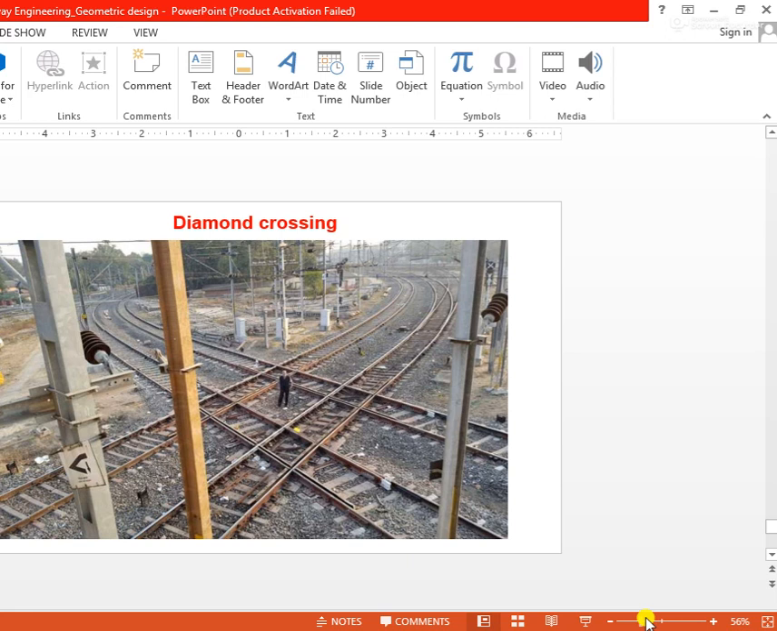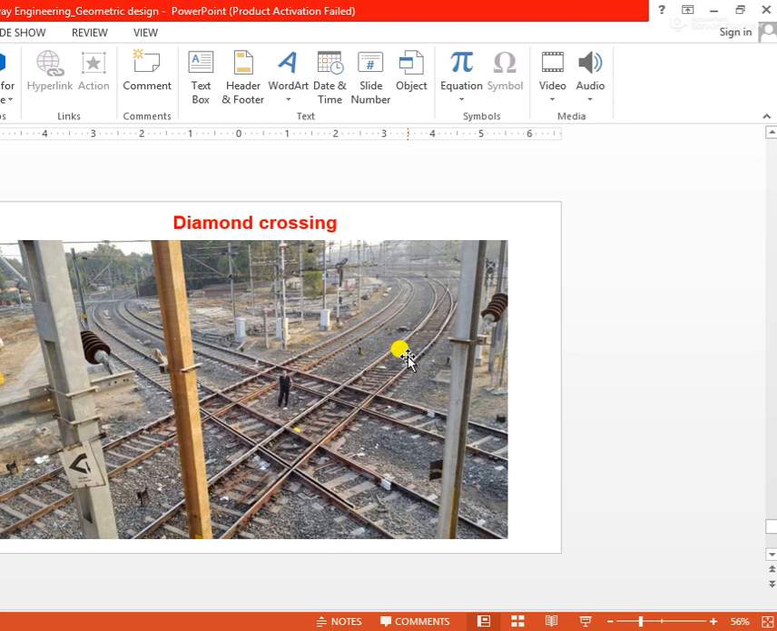This diamond crossing is available in our country at Nagpur. At Nagpur, this kind of crossing is available. You can see from this figure, totally different route, totally different direction. Maybe this gauge is broad gauge, or this gauge maybe meter gauge. Also different gauges can cross each other.